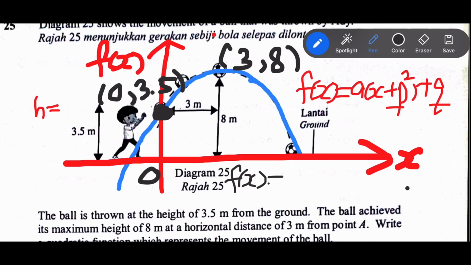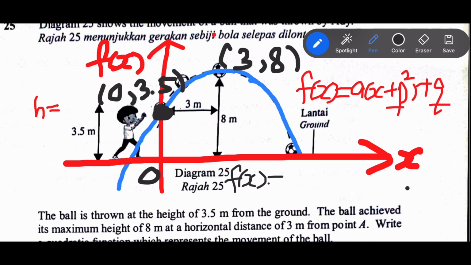The last question I would like to discuss is this one. It seems like a hot question. The moment you see this question, you just convert it into a graph. Draw a quadratic function like this, the one I draw in blue color. I label the point 0, 3.5, the maximum point 3, 8, and then I write the function formula in terms of a, bracket x plus p squared plus q.